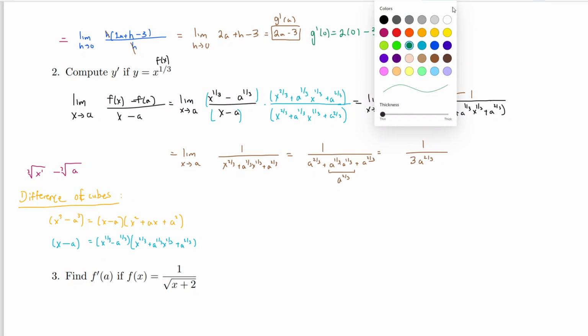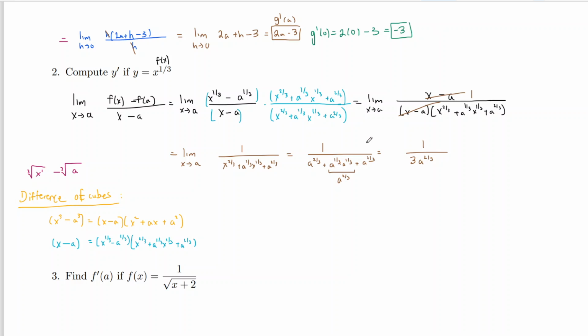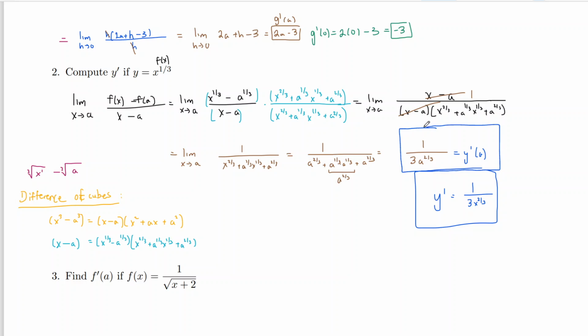All right, now this would be y prime at a. If you wanted just y prime in general, usually we use x. So for y prime, all you would do is take your formula here and replace it back with x, and you get 1 over 3x to the 2/3. But if you want y prime of a, leave it like this as well. Either one's fine. Now we weren't asked to do anything else with it.